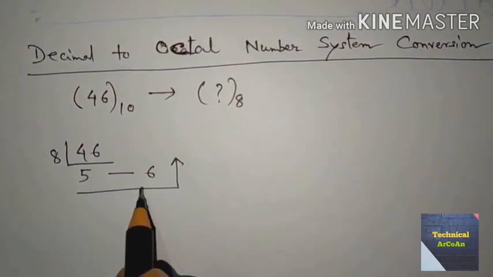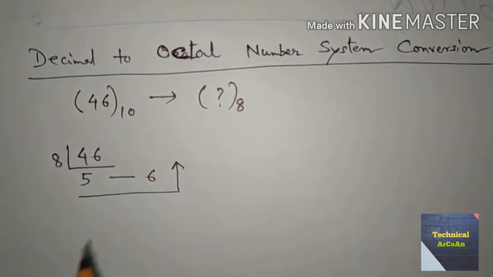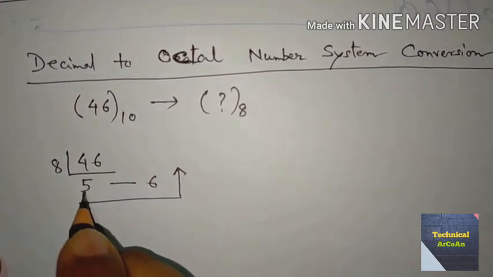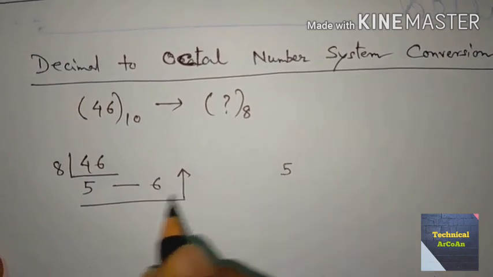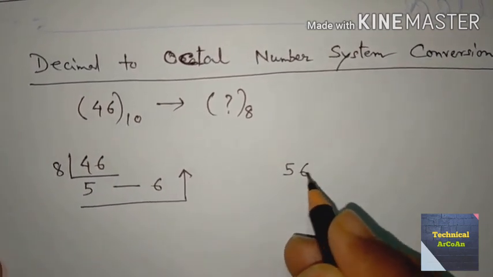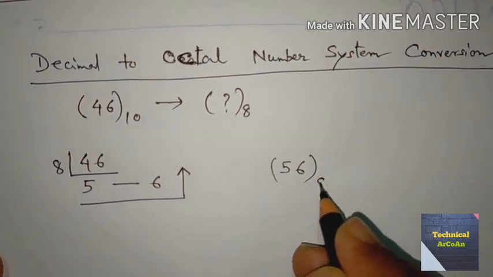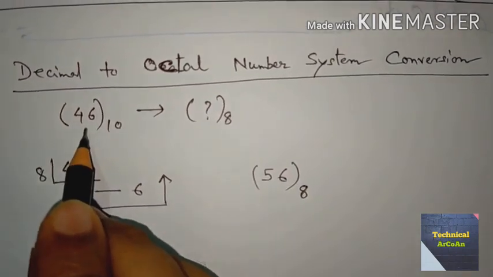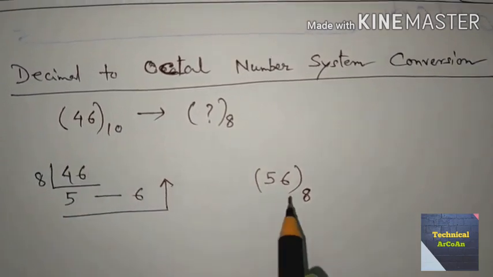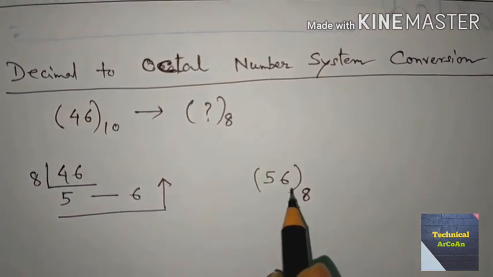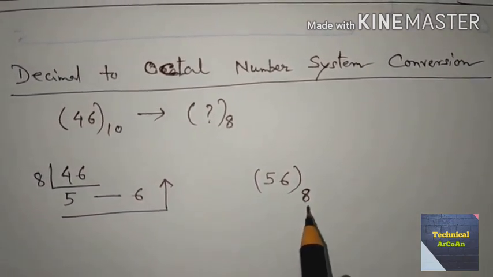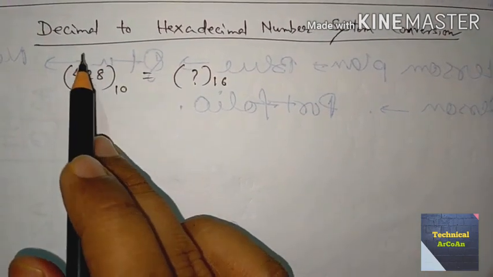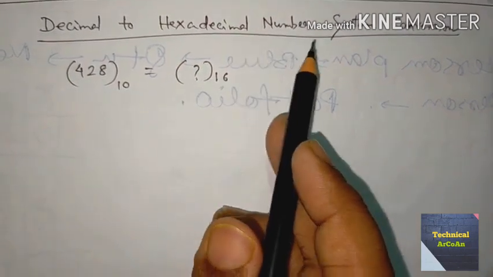Okay. So at the end of the calculation, what will be the result? We take from bottom to top. The last number will be 5 and the number just above will be 6, and we should define the base. The base is 8. That means 46 in decimal, when converted into octal, will be 56, and the base should be defined as 8. Now the next conversion, decimal to hexadecimal number system.